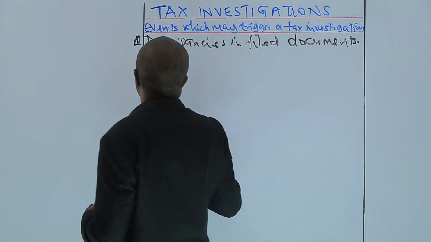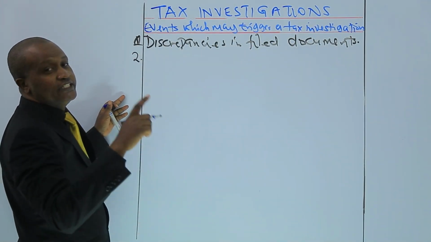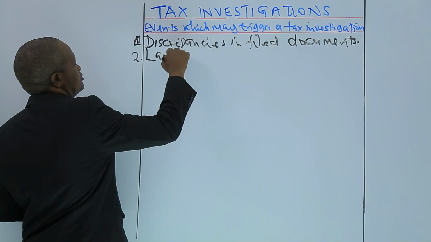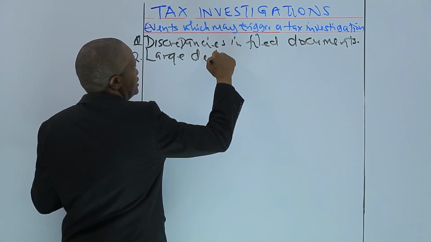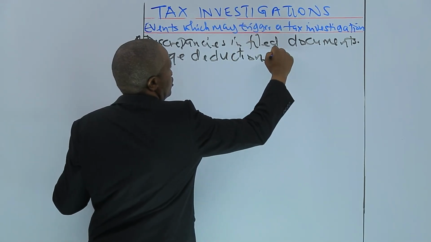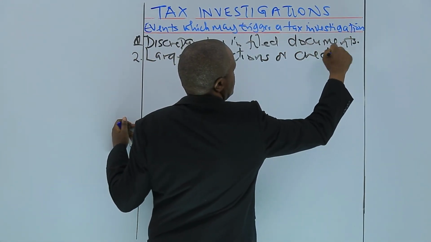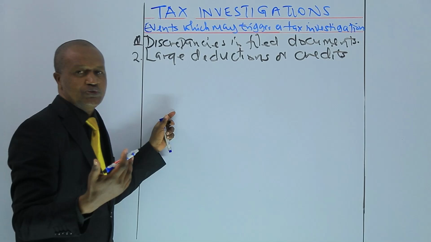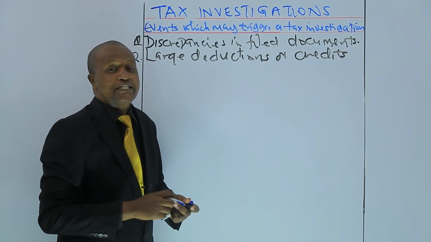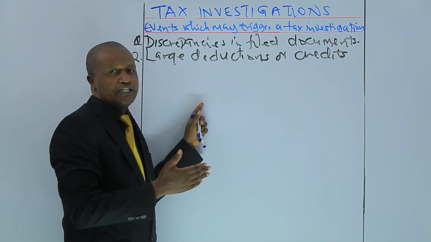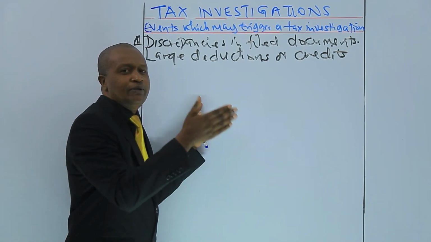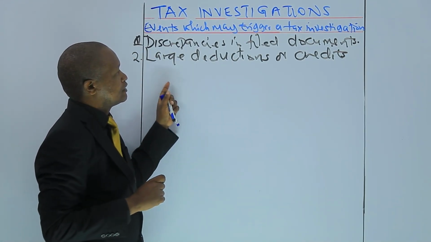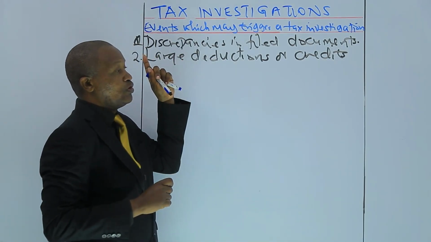The second event is large deductions or credits. Claiming deductions or credits that are disproportionate to the income, especially if they deviate from norms for similar taxpayers, can attract scrutiny.